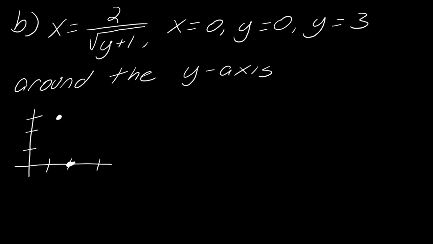All right, so I plug in y equals 0. At y equals 0, this just becomes 2 over 1. So here's y equals 0, and then x will end up being 2. And then at y equals 3, if I plug that in, this becomes 2 over the square root of 4. So 2 divided by 2 is 1, so that x value is 1. So here's y equals 3, here's x equals 1.